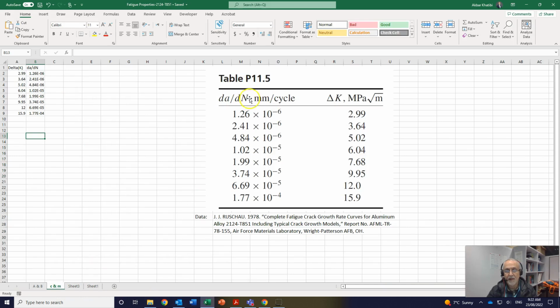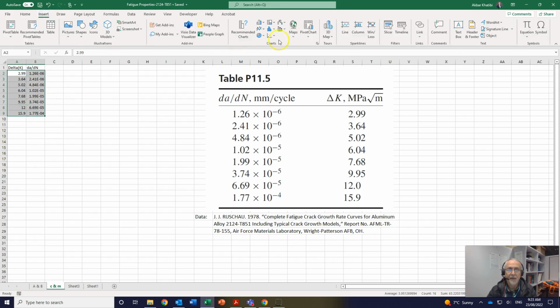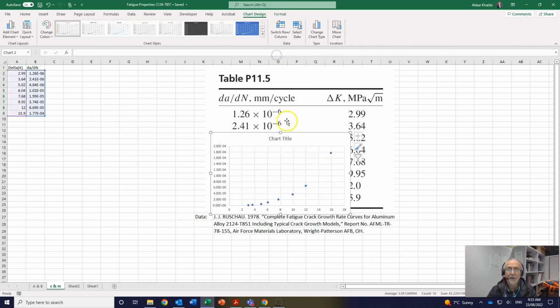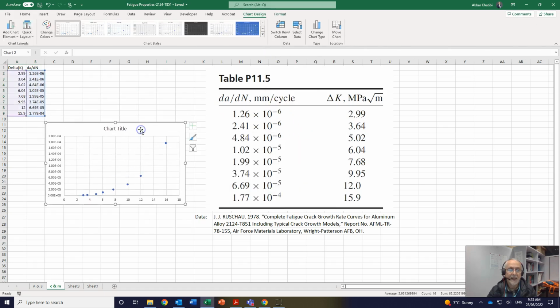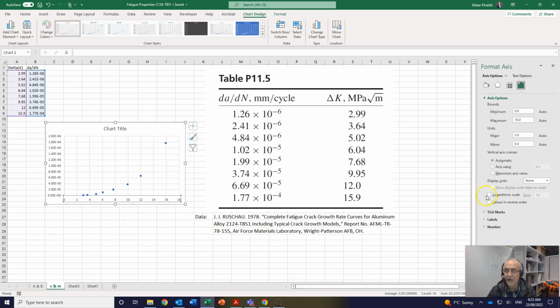Say this is the crack growth rate and this is delta K. This data is coming from this paper, and now we have got the data here. I can just fit a line to this curve in order to calculate C and M. So what we need to do is insert a scatter graph, and then make sure that we are using log scale for both of the axes here.